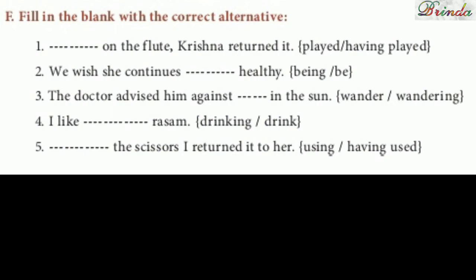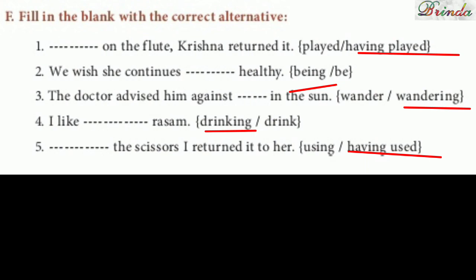Fill in the blanks with the correct alternative. Dash on the flute, Krishna returned it. So your options are played or having played. Having played on the flute, Krishna returned it. Second one, we wish she continues dash, healthy. Your bracket words are being or be. We wish she continues being healthy. Third one, the doctor advised him against dash in the sun. Your bracket words are wander or wandering. So the doctor advised him against wandering in the sun.